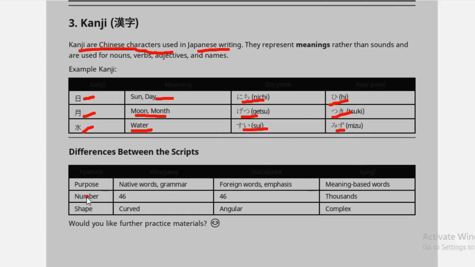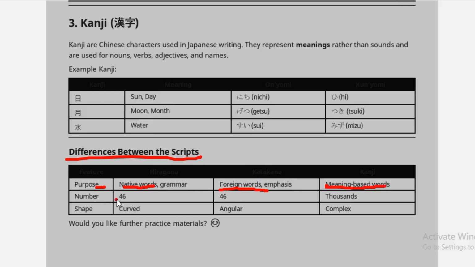So, the differences between the three scripts. The purpose of hiragana is native Japanese words, katakana is for foreign words, and kanji are for meaning-based words. Hiragana has 46 characters and katakana also has 46 characters, and for kanji there are thousands, as I already told you.